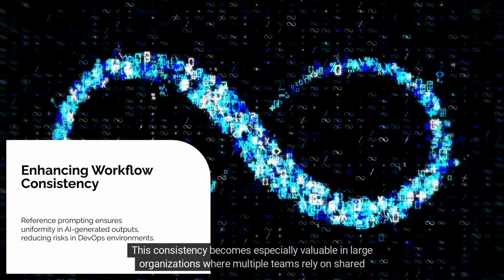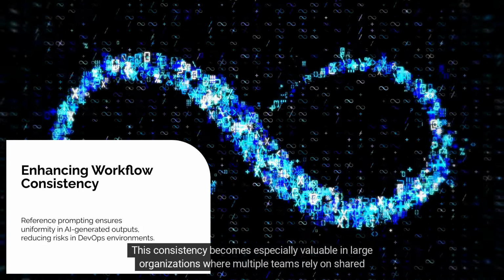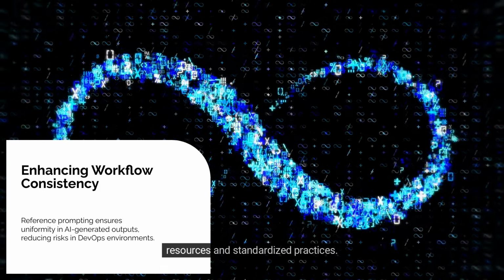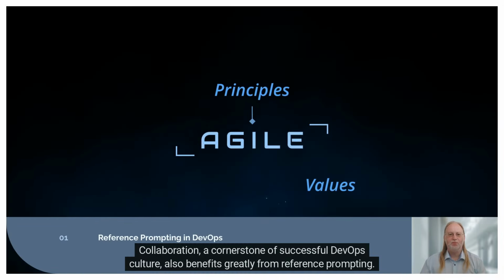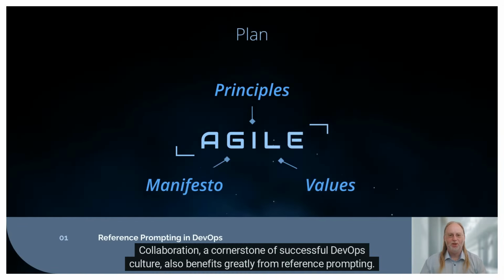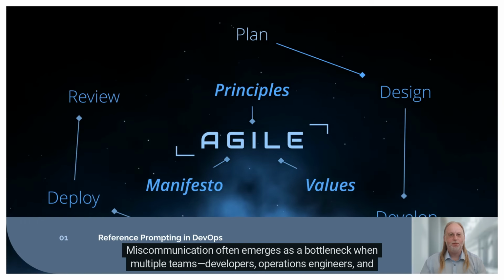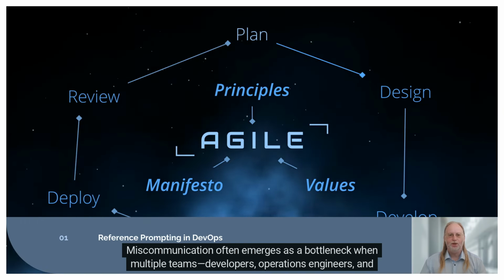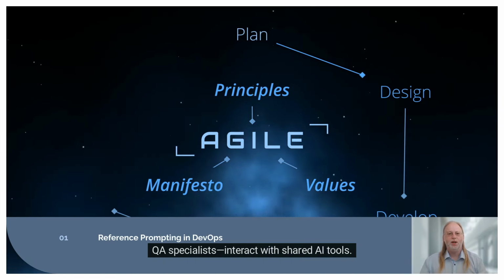This consistency becomes especially valuable in large organizations where multiple teams rely on shared resources and standardized practices. Collaboration, a cornerstone of successful DevOps culture, also benefits greatly from reference prompting. Miscommunication often emerges as a bottleneck when multiple teams, developers, operations engineers, and QA specialists interact with shared AI tools.